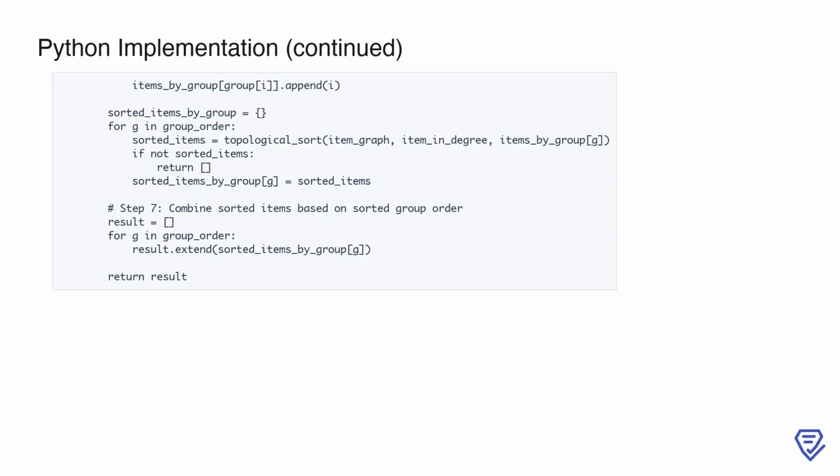Finally, we combine the sorted items from all groups to form the final result. We traverse the groups in the order determined earlier by the group-level topological sort, appending the sorted items from each group to the result list. This ensures that both the intergroup and intragroup dependencies are respected. The result list, which contains all the items in the correct order, is then returned as the output of the function. This completes the implementation of sorting items by groups while respecting their dependencies.